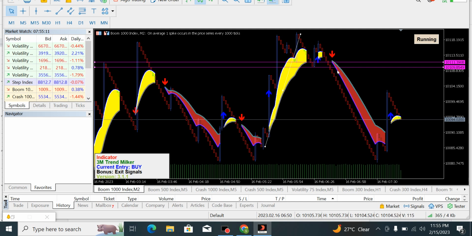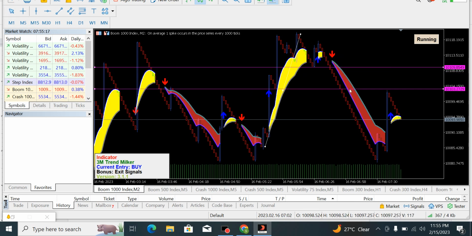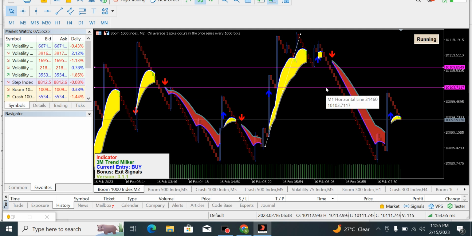Then you come in around there. So once you come in around here, you can be in the market after the support zone has been broken. You can be in the market till the next support zone. Here is the next support zone around here, so you can take your profit right from here.